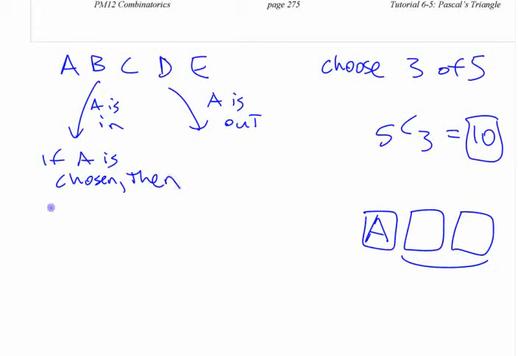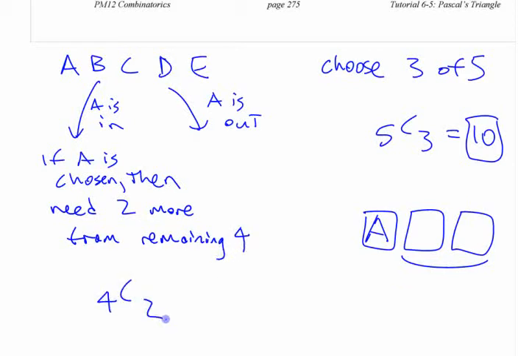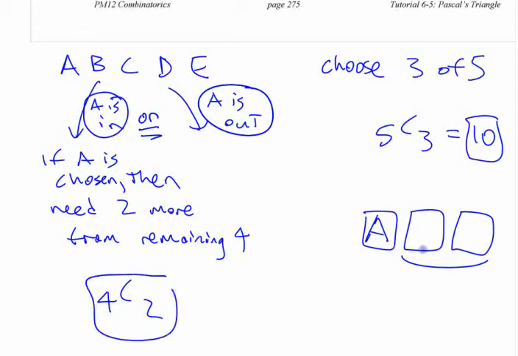Okay, then you need 2 more from the remaining 4, right? So in other words, from the remaining 4, you choose 2. So I set up here either A is in or A is out. If I count 4C2, that's all the ways that you can count groups where A is included, right? Does that make sense?